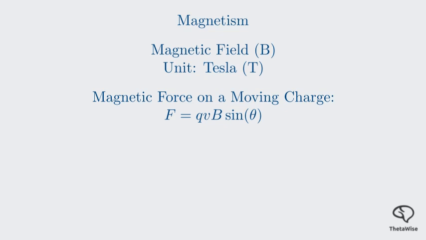The magnetic force is greatest when the particle moves perpendicular to the magnetic field. The force is zero if the particle moves parallel or anti-parallel to the field. This means a magnetic field doesn't exert a force on a stationary charge, because the velocity v would be zero. It only pushes charges that are already moving.